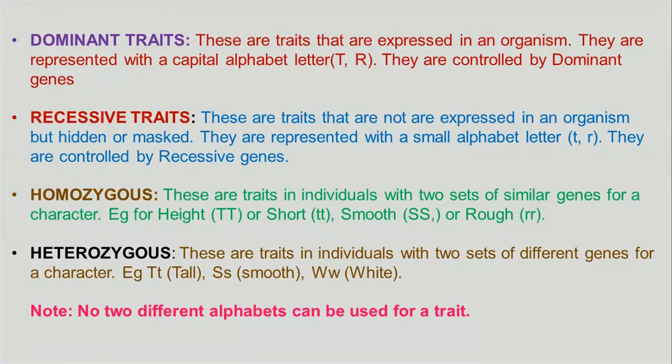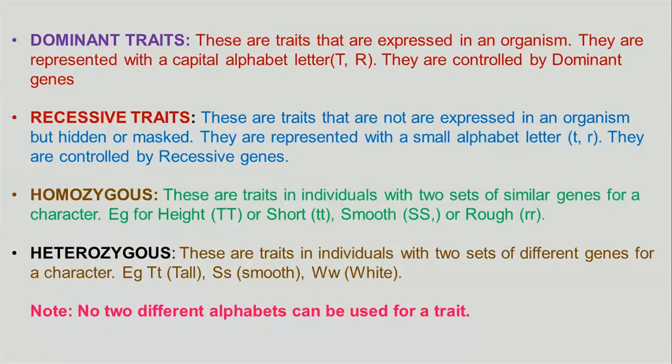These are traits that are not expressed in an organism, even though they are there, but they are hidden or masked. Someone that is dark skinned, yes, that dark skin is the dominant trait. That is what people are saying. But inside the gene of such a person there is also a recessive gene for fairness. So that person is carrying the gene of fairness, but it is hidden or masked. They are represented with a small alphabet letter, such as small letter t, r, s, and so on. So they are controlled by what we call recessive genes.